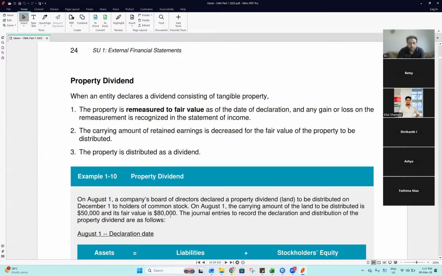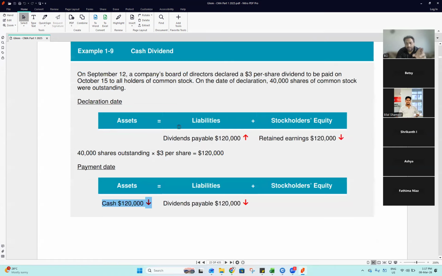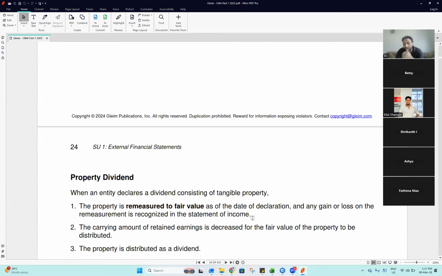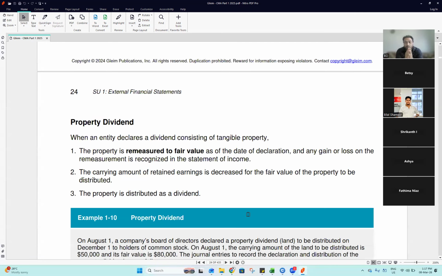Clear? So now, before these two journal entries happen, there is one more thing that happens in the case of property dividend. For example, if you're going to distribute inventory as dividend, you have to remeasure the inventory to fair value. For example, 10,000 dirhams was the inventory you're holding. Now, when you revalue it, it becomes 15,000. So the 15,000 we have to recognize in P&L. Clear? Then this 15,000 is taken from the retained earnings and paid as dividend.